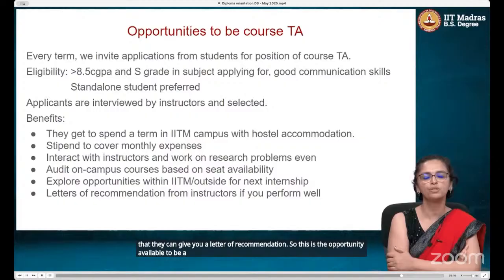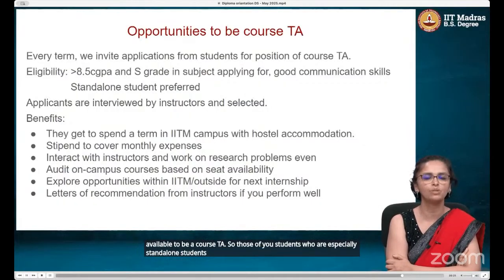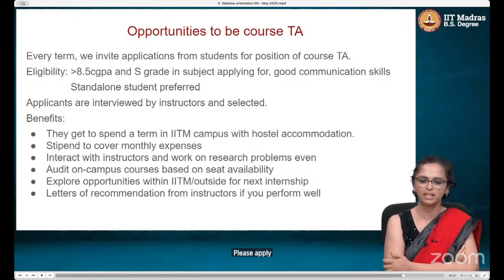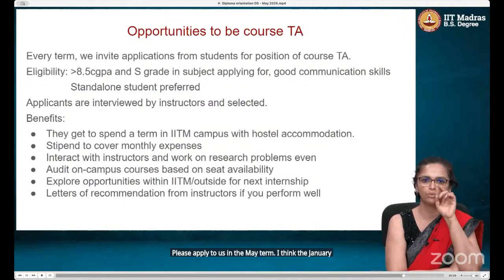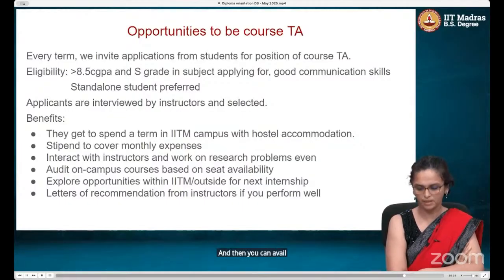So those of you students, especially standalone students who have a very good CGPA, who have good course grades, if you would like to avail this, please apply to us in the May term. I think the January term selections are almost over. So apply to us in the May term and then you can avail this opportunity.